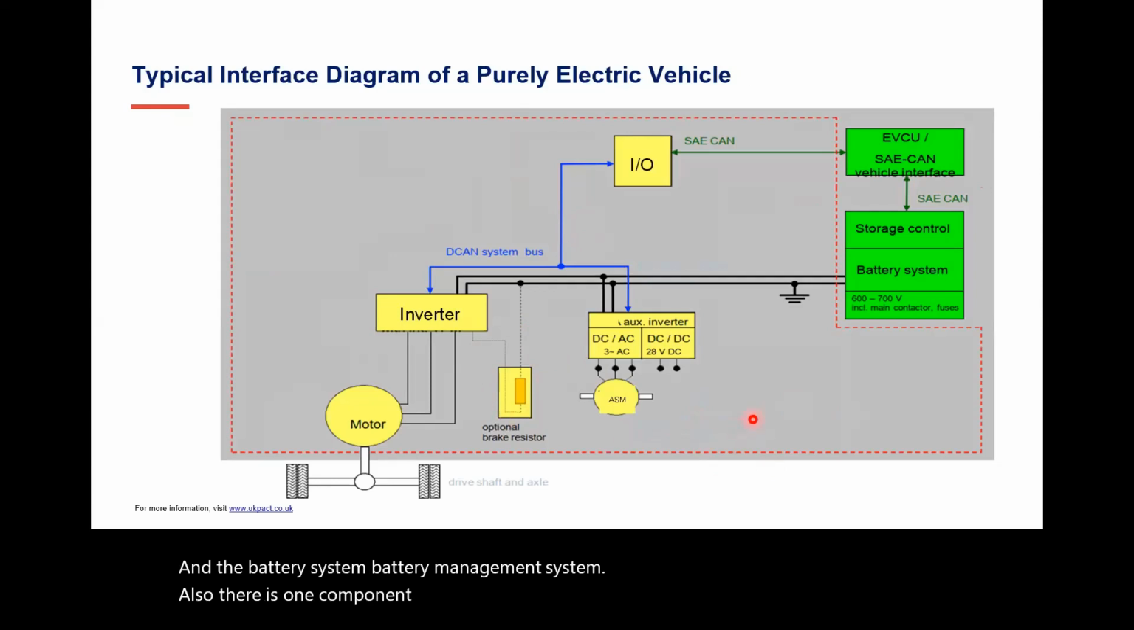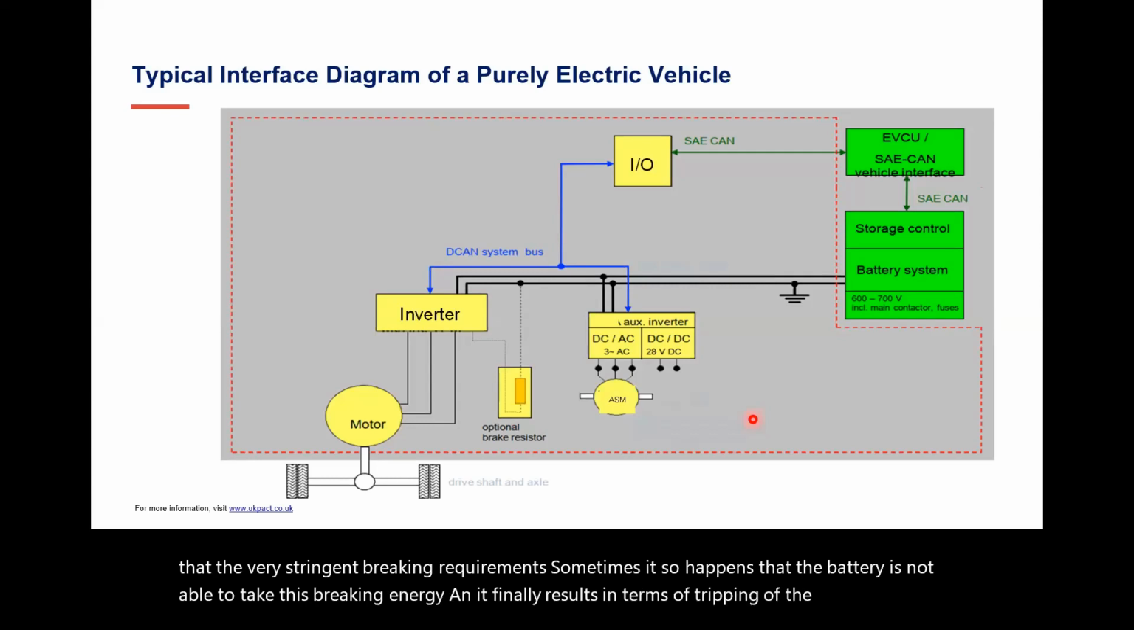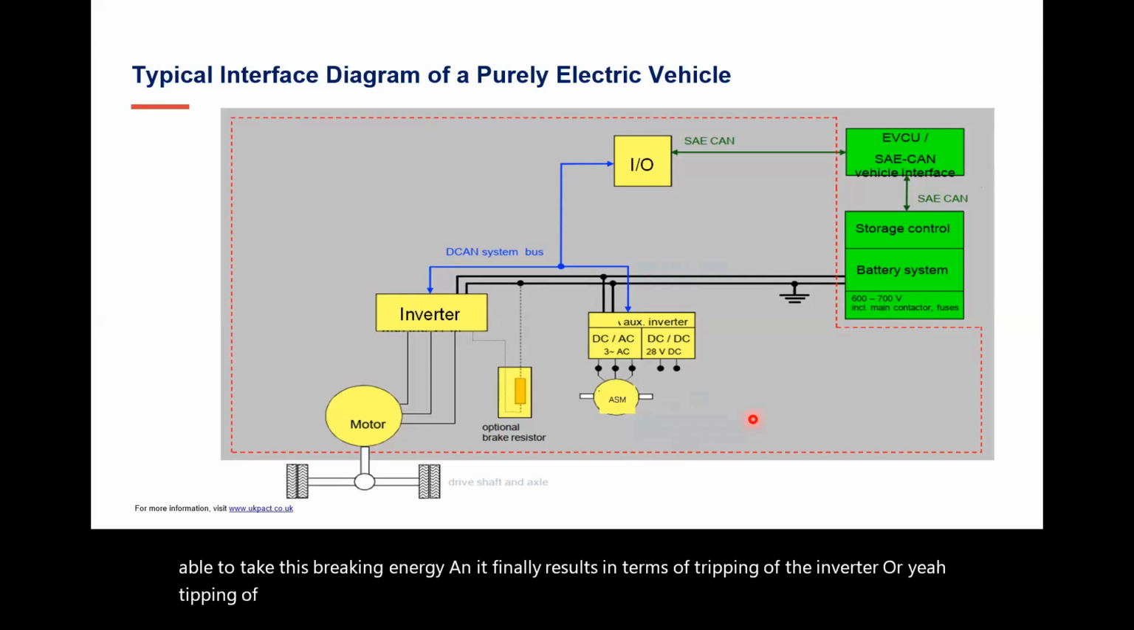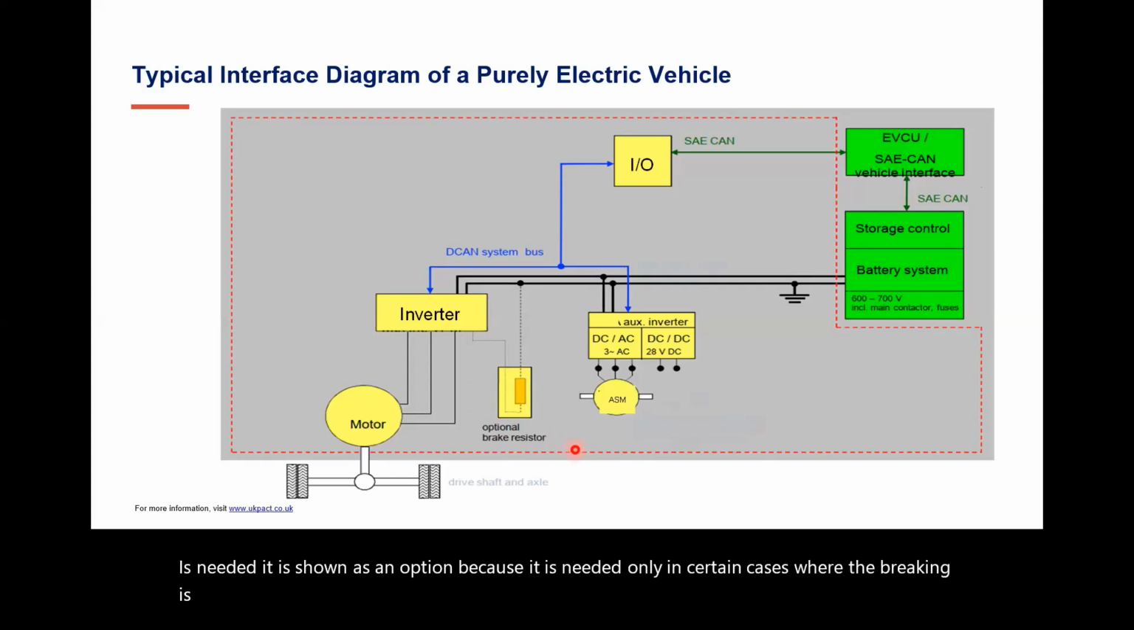In some cases, due to very stringent braking requirements, the battery is not able to take this braking energy, and it finally results in tripping of the main inverter. So in order to dissipate that extra energy, sometimes this braking resistor is needed. It is shown as an option because it is needed only in certain cases where the braking is very fast and the battery is not able to take that much energy during regeneration.